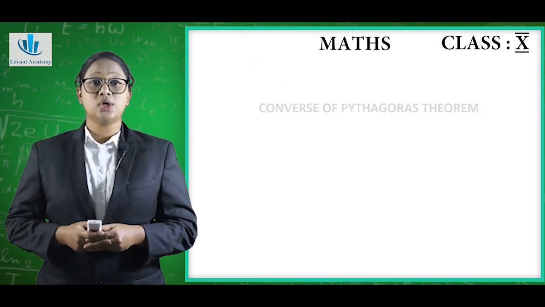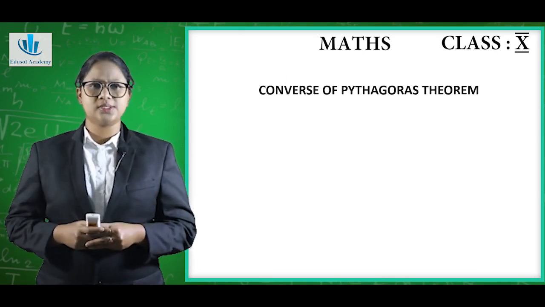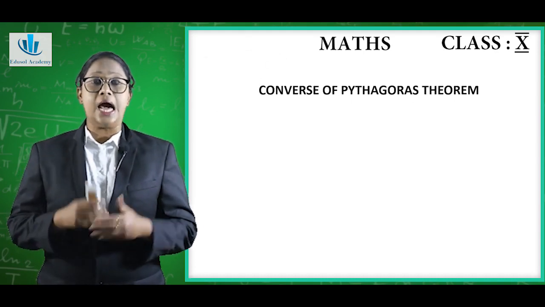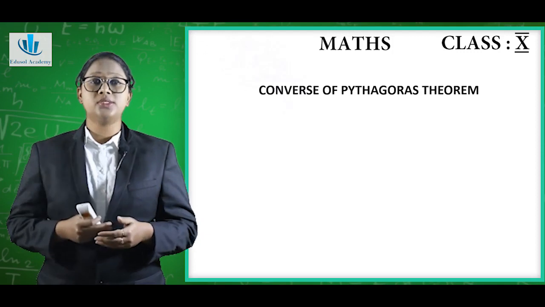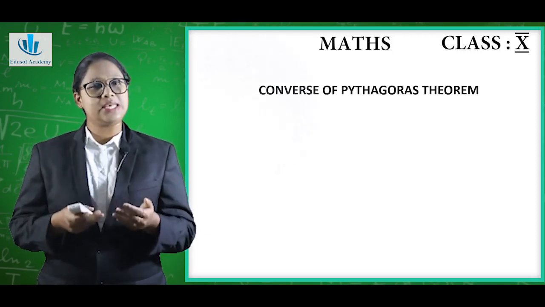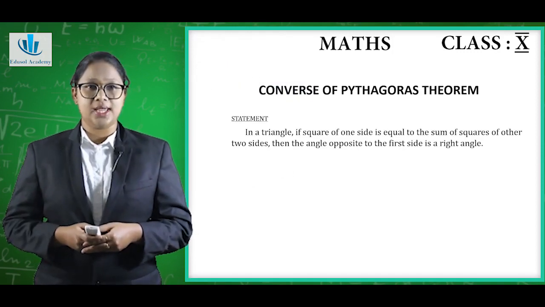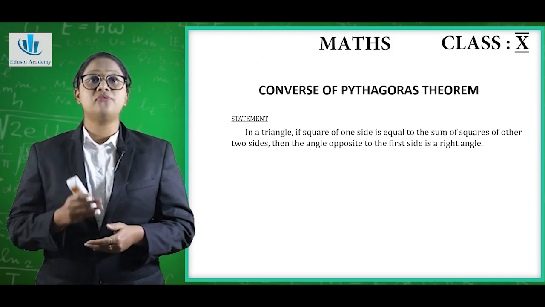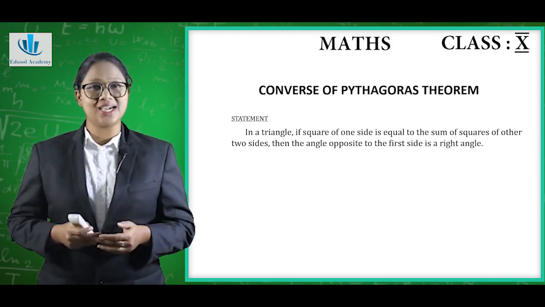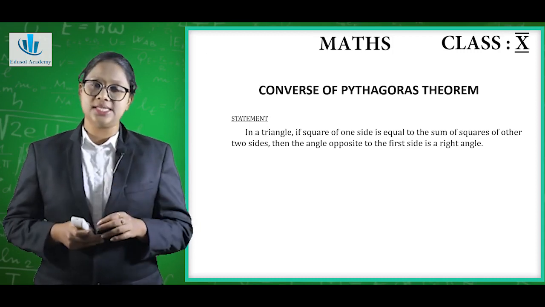Before moving on to the converse of Pythagoras theorem, let's recollect the direct Pythagoras theorem. What does it state? For a right triangle, the hypotenuse square is equal to base square plus altitude square. So the converse is exactly the opposite of that. Let's see the statement. In a triangle, if the square of one side is equal to the sum of squares of the other two sides, then the angle opposite the first side is a right angle.